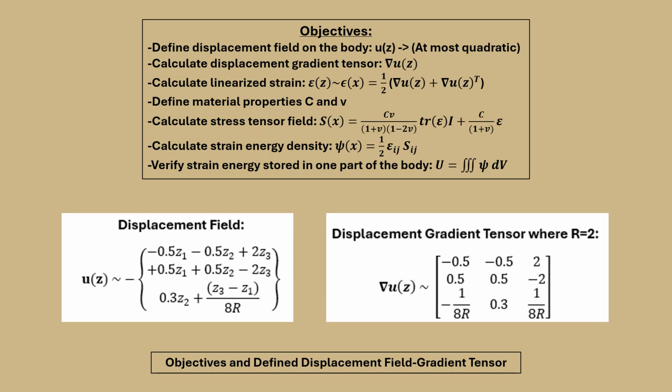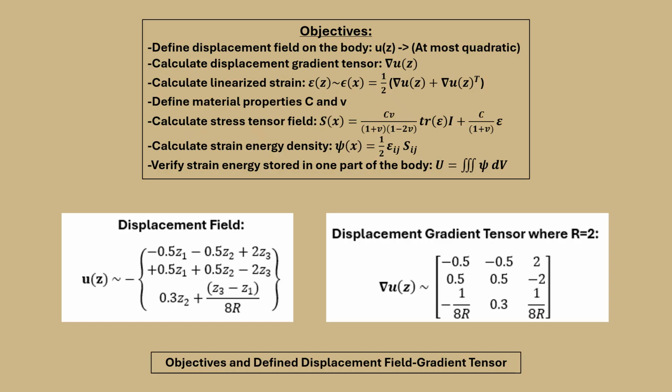Starting out, we'll just do a quick overview of the objectives for this Project 10. We need to define a displacement field on the body, U(z), calculate the displacement gradient tensor, ∇U(z), and then calculate the linearized strain, which is that calculation to the right, and then define material properties C and V. Calculate the strain tensor S of x, which is equal to that function, and then calculate the strain energy density, and then verify strain energy stored in one part of the body, which is done by integrating that strain energy density.